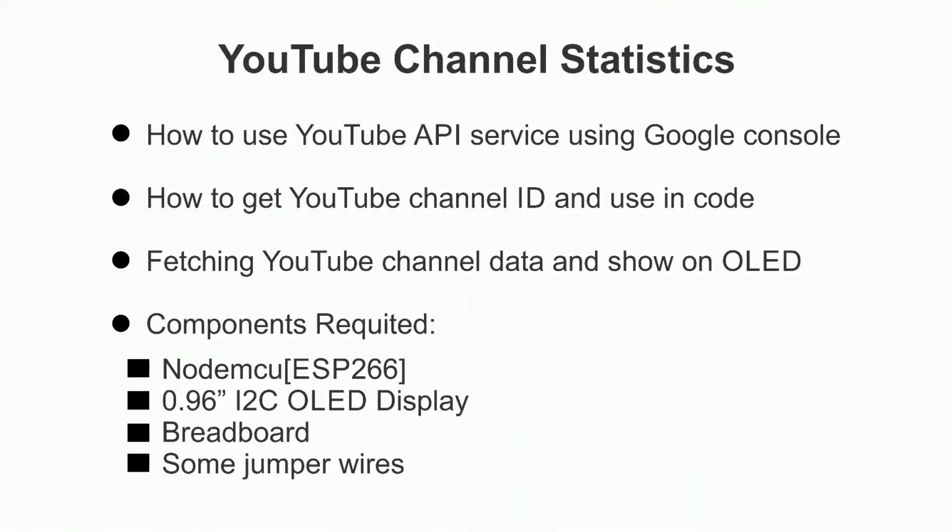Today we are going to make a YouTube channel statistics display. We are going to learn the following things: how to use YouTube API service using Google Console, how to get YouTube channel ID and use it in the code, fetching the YouTube channel data and display it on an OLED. We will be working with the NodeMCU or ESP8266 board. Coding will be done on Arduino IDE. The components required for this project are NodeMCU, a 0.96-inch I2C OLED display, a breadboard and some jumper wires.